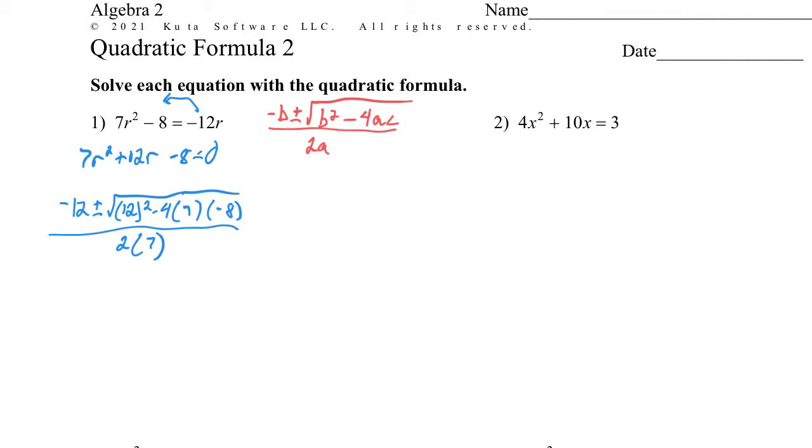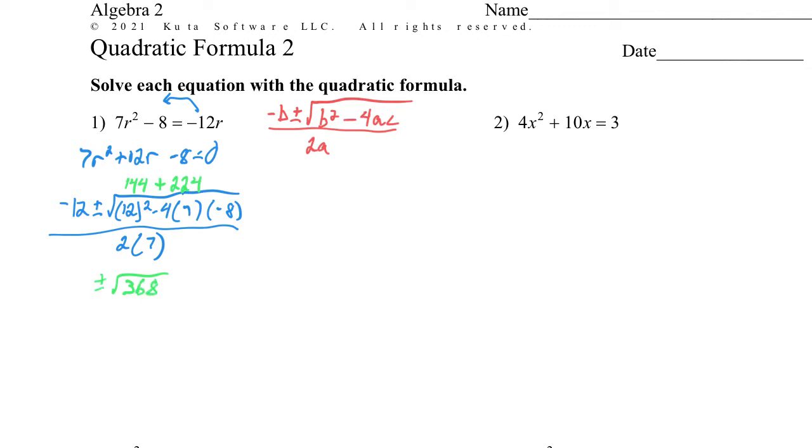So 12 squared, I'm looking on the inside of the square root now. 12 squared is 144. Then I'm going to do negative 4 times 7 times negative 8. So negative 4 times 7 is negative 28. Times that by negative 8. Double negative, so positive is going to be plus 224. So I have 144 plus 224 inside the square root. Add those together. I'm going to get 368.